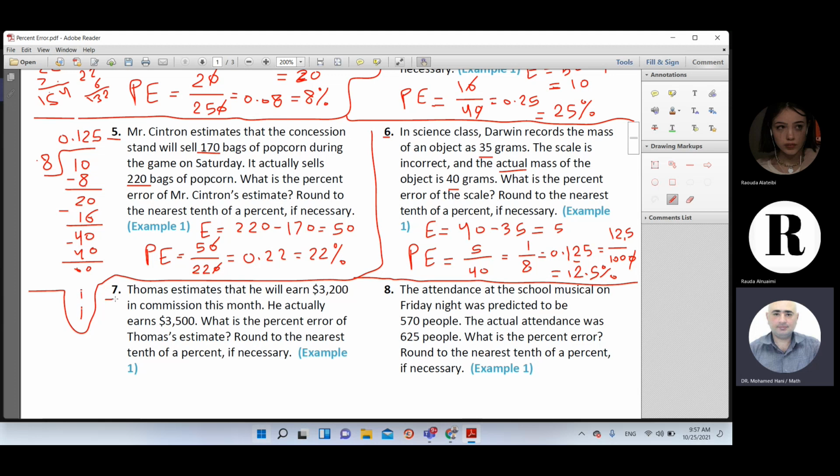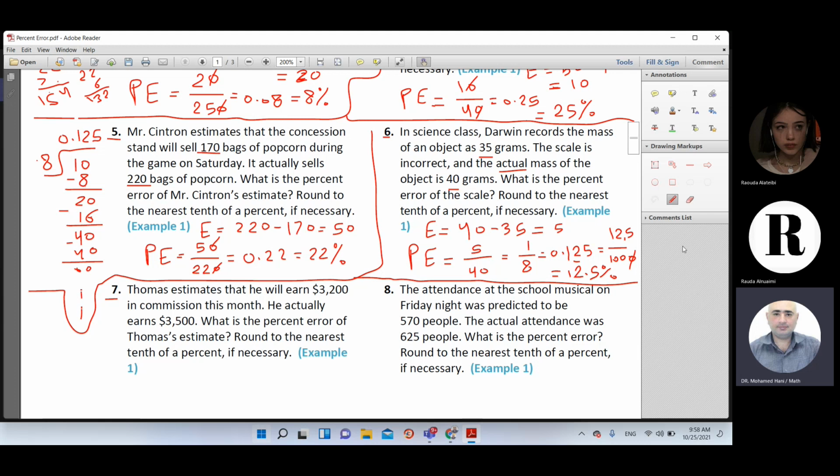Alia, please, number 7. We have 3,200 to 3,500. What is the percent of total ground and units of a person?